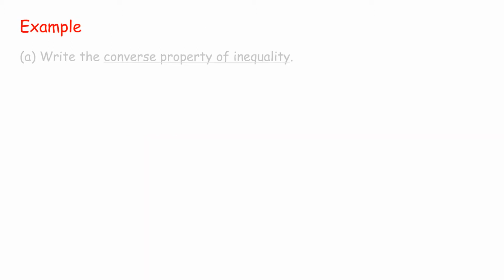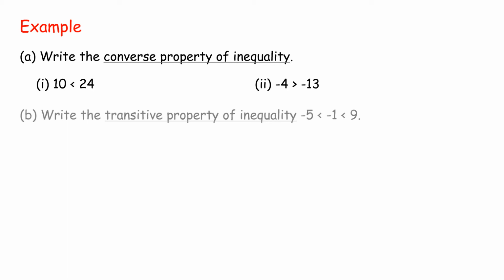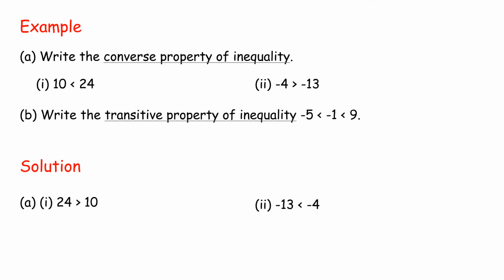Example: A. Write the converse property of inequality. 1. 10 less than 24, 2. -4 greater than -13. B. Write the transitive property of inequality. -5 less than -1 less than 9. Solution: A. 1. 24 greater than 10, 2. -13 less than -4. B. -5 less than 9.